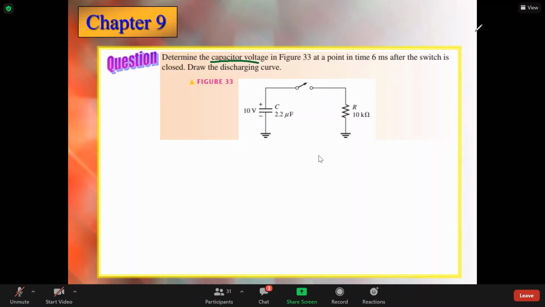I am going to turn off my camera, maybe then the signal will be better. And now continue this one.